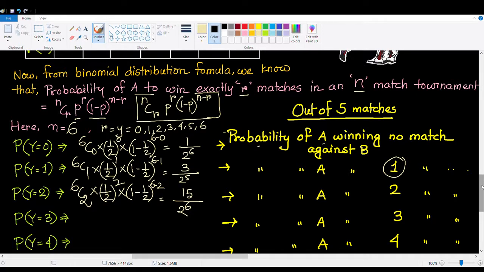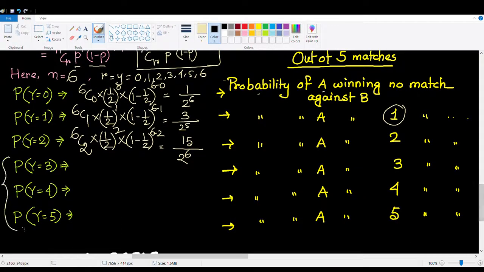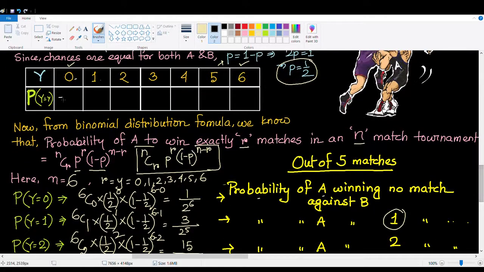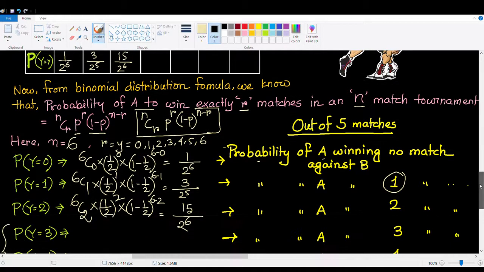Okay, so I want you to find the remaining 3 probabilities by yourself and then put these values. Let me put the first 3 values here for you: 1 by 2 to the power 6, 3 by 2 to the power 5, and then 15 by 2 to the power 6. Okay, if I'm not wrong in the calculation here, let's check again. 6 into 5, 30 divided by 2 is 15. So here 2 to the power 6, yeah, I'm right.